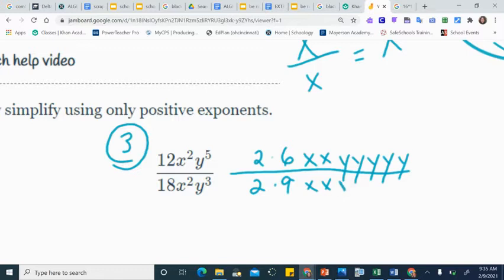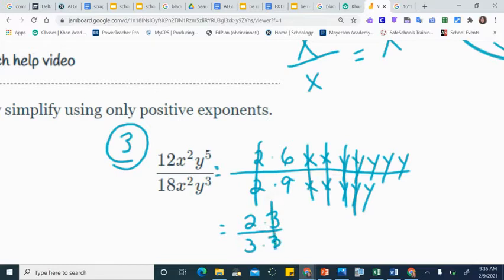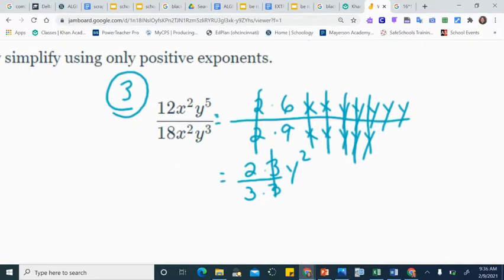There's 2 x's and 1, 2, 3 y's. Well, the 2's cancel out. A couple of these x's cancel to 1. A couple of these y's cancel to 1. But you know what? That's 6 and 9. They have another common factor. So that's really 2 times 3 and 3 times 3. And then another one of these y's cancels out. My bad. Then I have 2 y's left. Right? So that is 2y squared over 3.